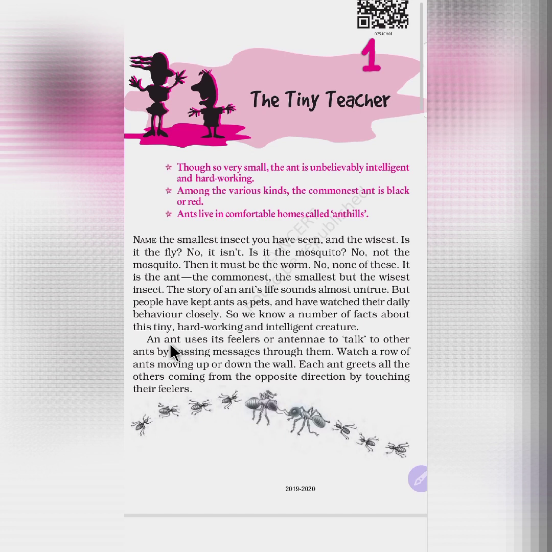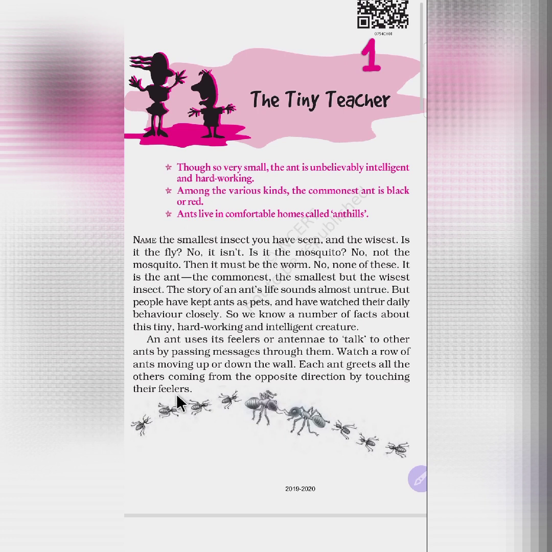Now the next paragraph. An ant uses its feelers or antenna to talk to each other by passing messages through them. Watch a row of ants moving up or down the wall. Each ant greets all the others coming from the opposite direction by touching their feelers.